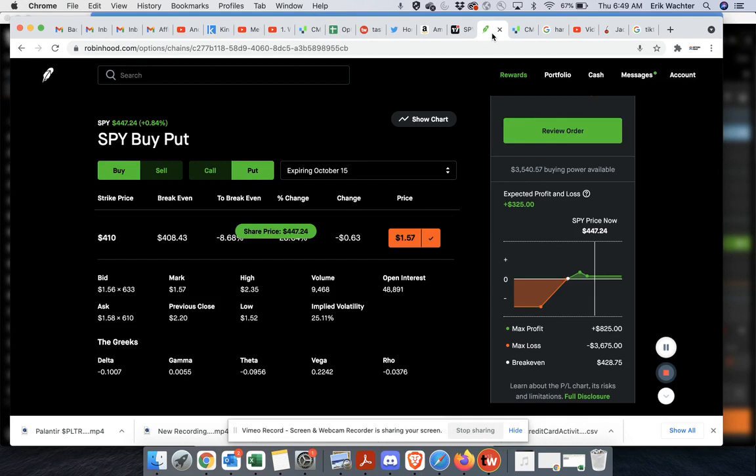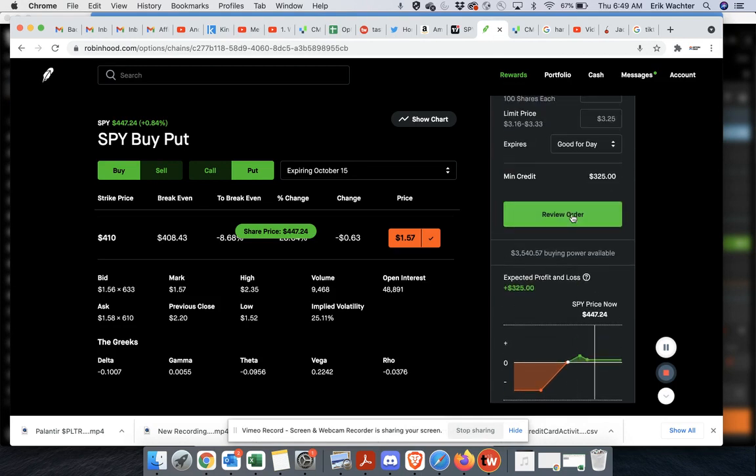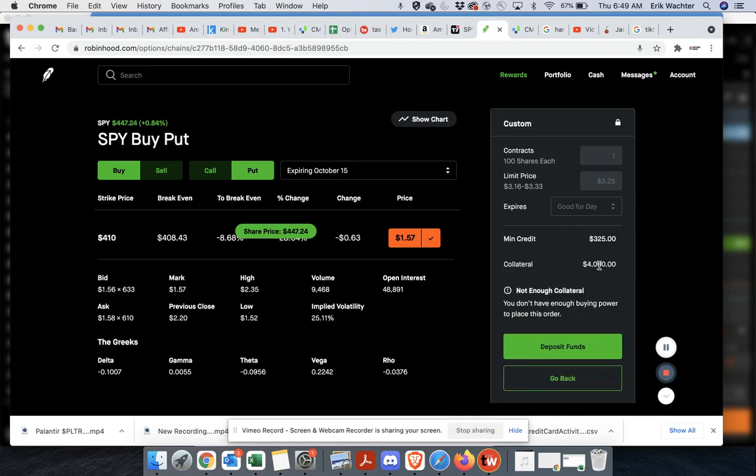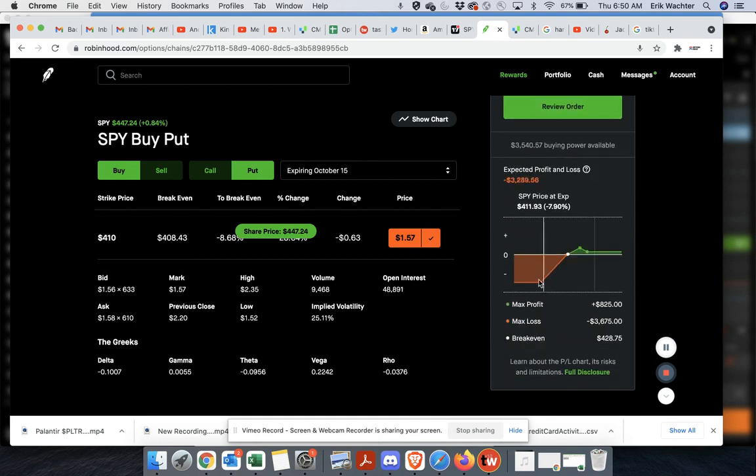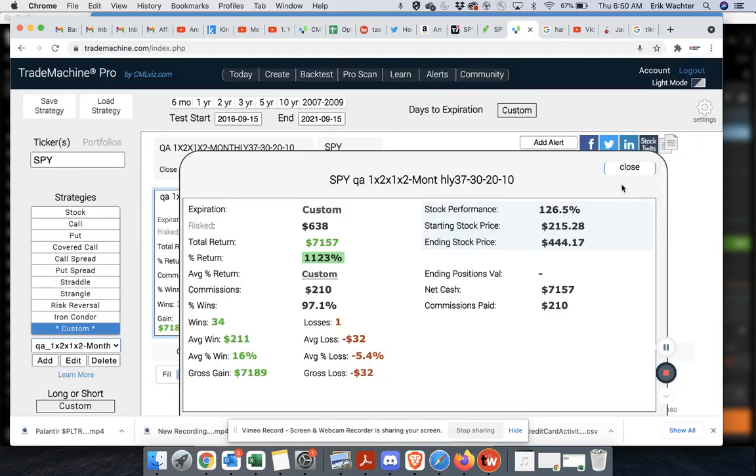So the only downside with this strategy, let's go ahead and review order, is that it requires a lot of capital to make, compared to the capital, not too much money. Technically our max downside, we could lose quite a lot of money. So you'd have to be very cognizant of where you are with this trade. But overall, it's a pretty good strategy, and it's hard to beat these backtesting results.